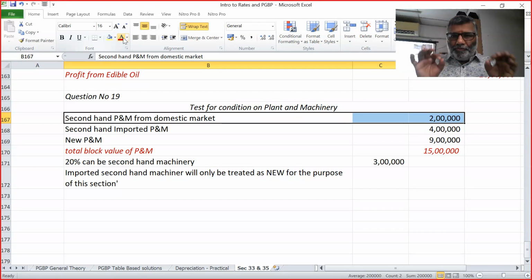Repeating, 15 lakhs is the total block value. Out of the total block of plant and machinery, 20% can be old or 80% should be new. 20% of 15 lakhs comes to 3 lakhs. So the question is, if it is more than 3 lakhs second hand machinery, you are not eligible for 35AD at all. Go by the normal method, claim depreciation only.